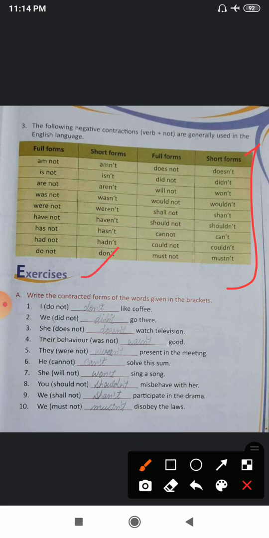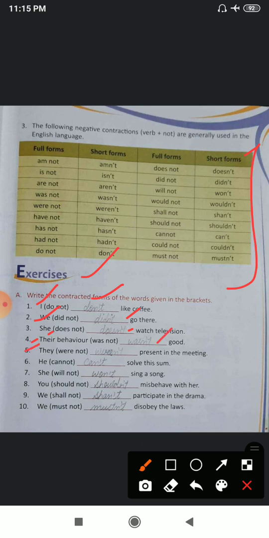Exercise A. Write the contracted forms of the words given in the bracket. Number 1. I do not like coffee. So it will be I don't like coffee. Number 2. We did not go there. We didn't go there. Number 3. She does not watch television. She doesn't watch television. Number 4. Their behavior was not good. So it will be wasn't.